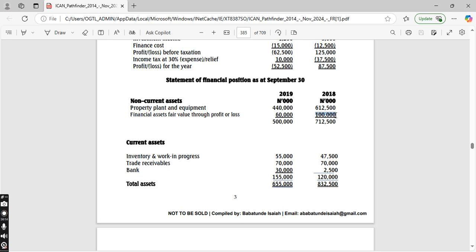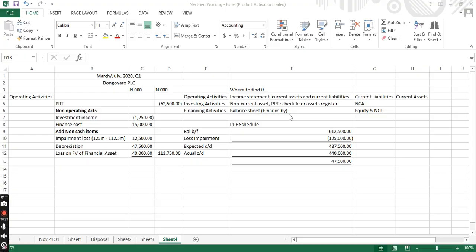So 100,000 in 2018 has reduced to 60,000. That is a loss of 40,000. That loss, we need to add it back. So that's why we're having 40,000 added back. Do you understand, please? Yes, sir. Okay, the next thing we have is changes in working capital.